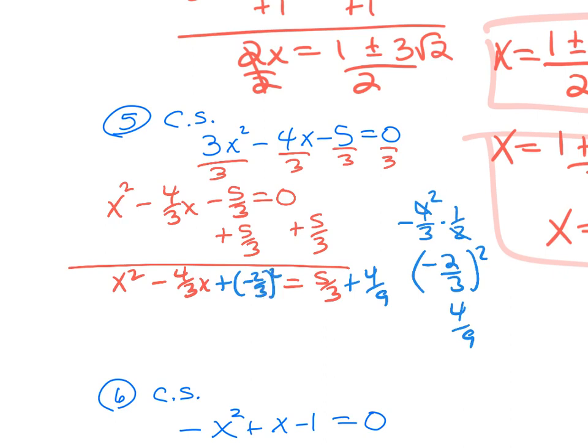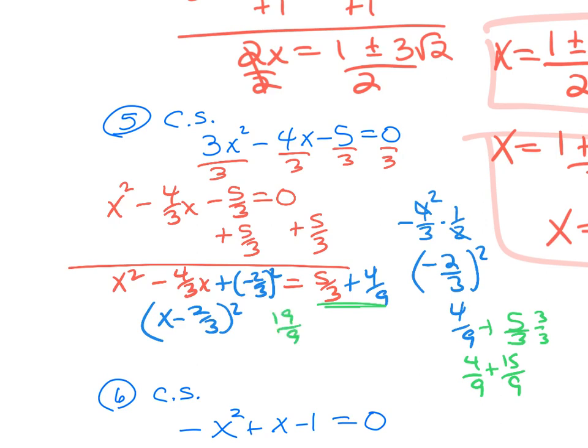Okay, so I've got to factor the left. So this becomes x minus 2/3 squared. I have to find a common denominator over here, so I have to add 5/3 and the 4/9. Common denominator is 9. I'm going to multiply this by 3 and this by 3, so it's 15 over 9. So now this gives me 19 over 9. I think they got like 76 over 9 if they didn't simplify.